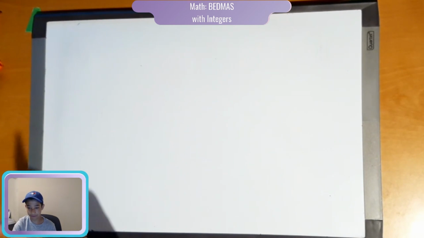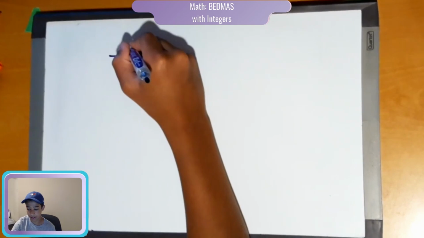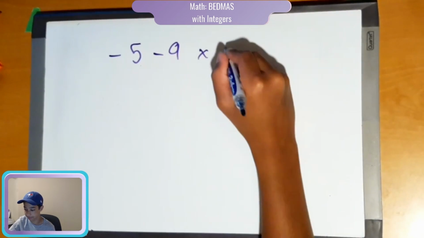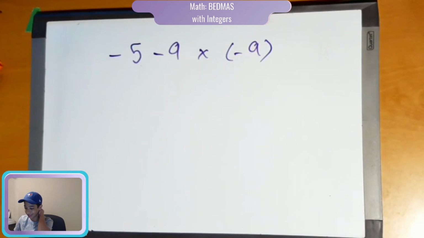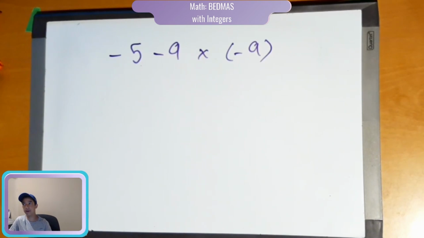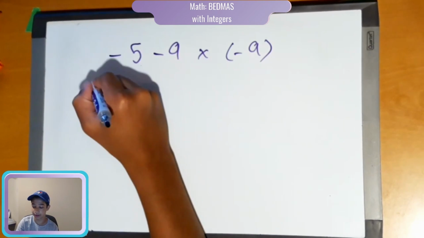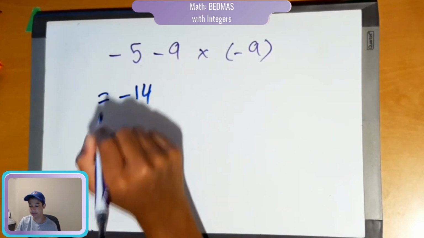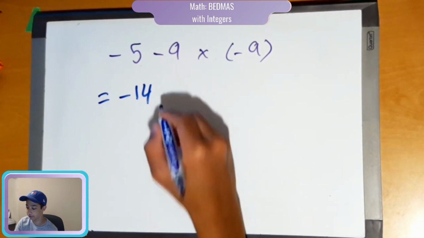Okay? -5 minus 9 times -9. So -5 minus 9. We're already in the negatives here. We're at -5 and we're losing an additional 9. So that means we're going to have negative 14, because we're counting more negative. Times negative 9.